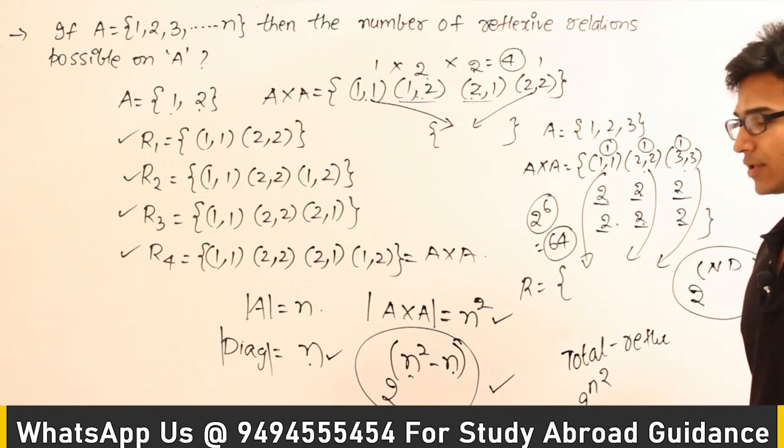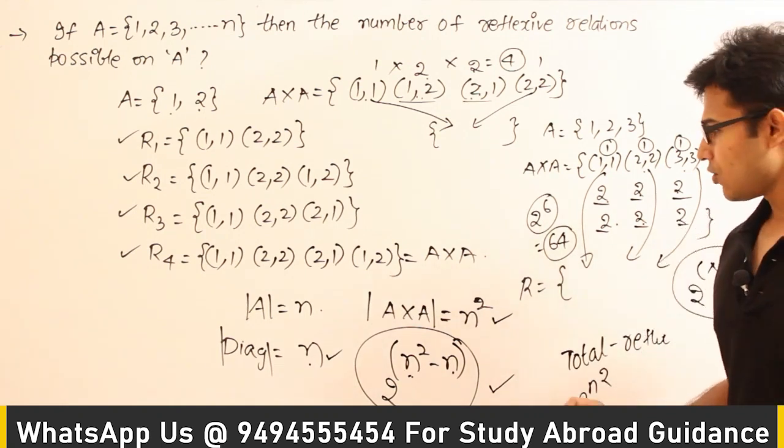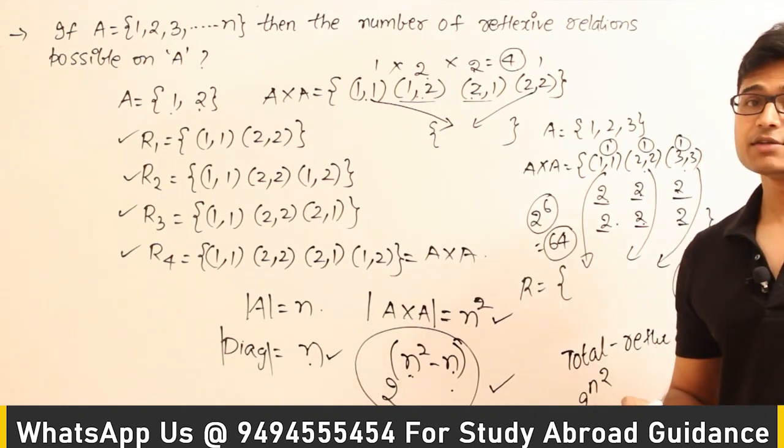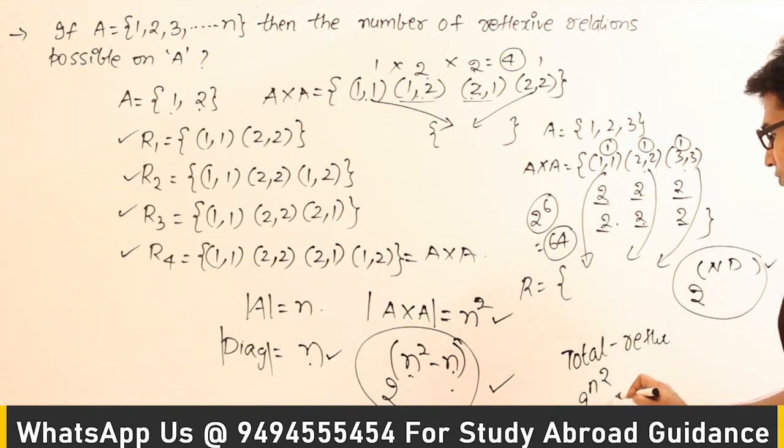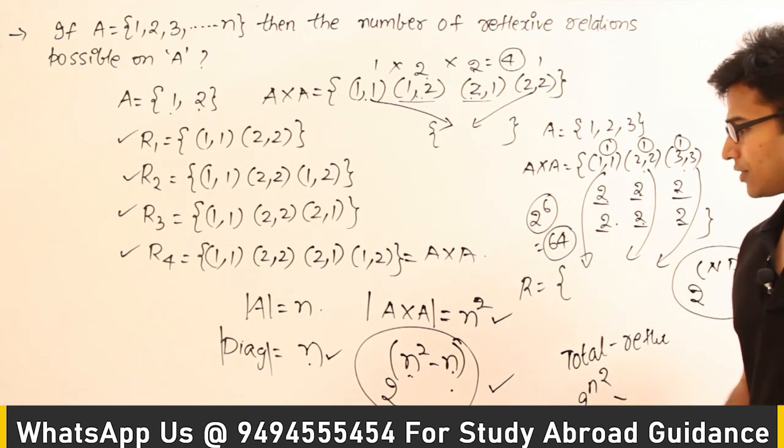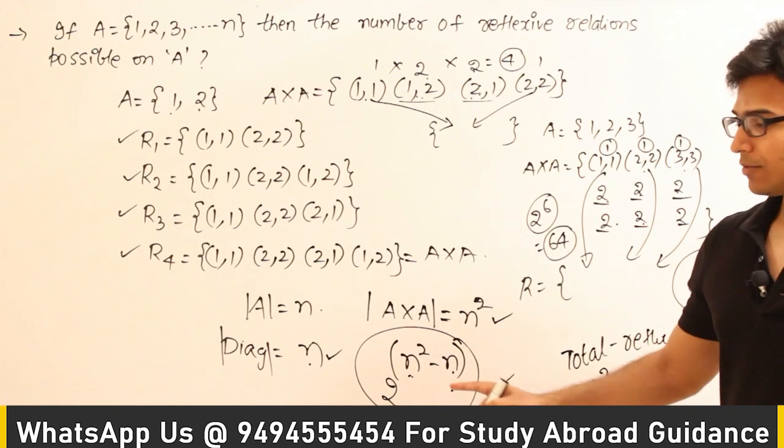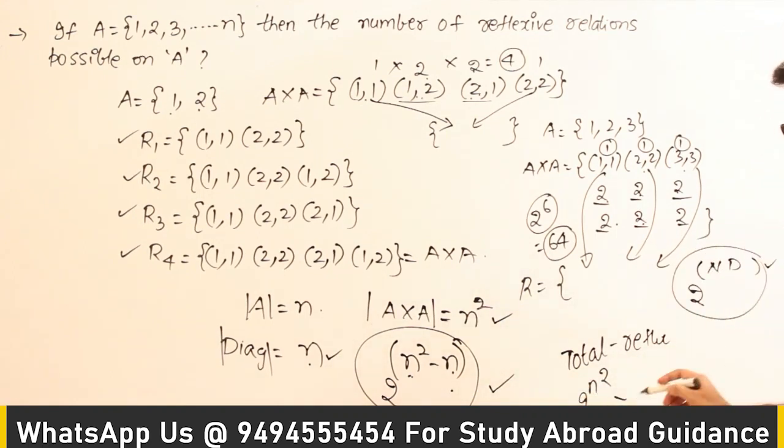So 2 power n square is the total number of relations, out of which this is the total number of relations which are reflexive. Now we have to subtract the total number of relations which are reflexive. So what is this? 2 power n square minus n.